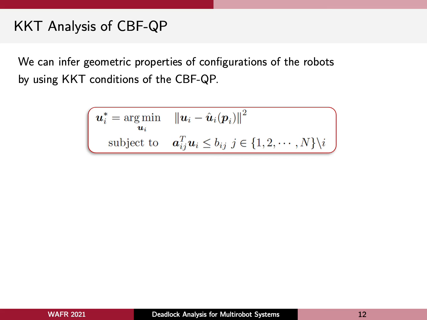Since the CBF-QP is an optimization problem, we can infer properties of its solution ui star by looking at the KKT conditions of this optimization. Why are we doing this? Well, we want to derive some information about geometric configurations of robots, that is, their positions, which they attain by using these controls ui star.